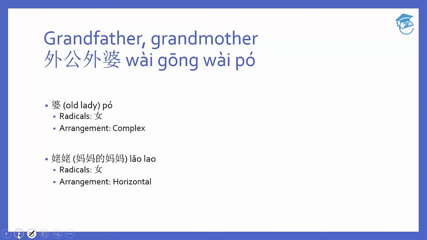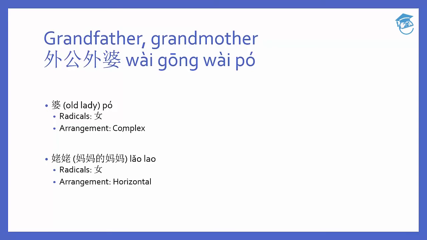The next one, again, grandfather or grandmother, but it's from the maternal side. We call them 外公外婆. If you want to say 外祖父外祖母, it also makes sense. So this is the new word here. 婆, it means old lady. This is the pinyin 婆, and the radical is what's on the bottom there.